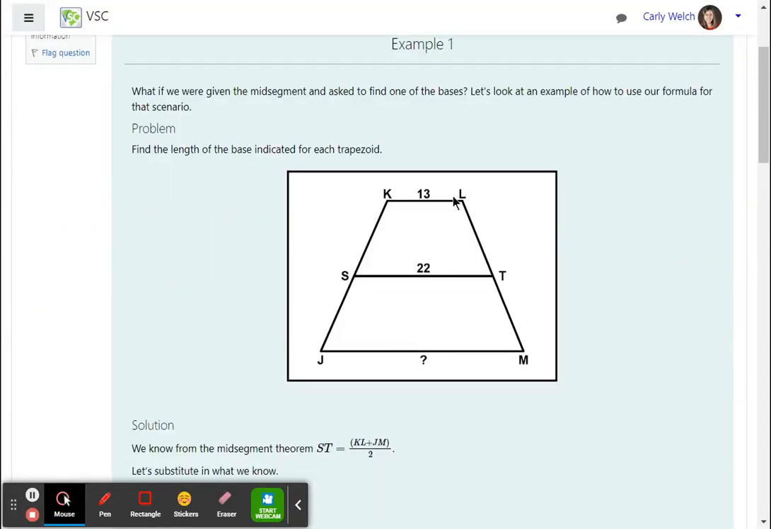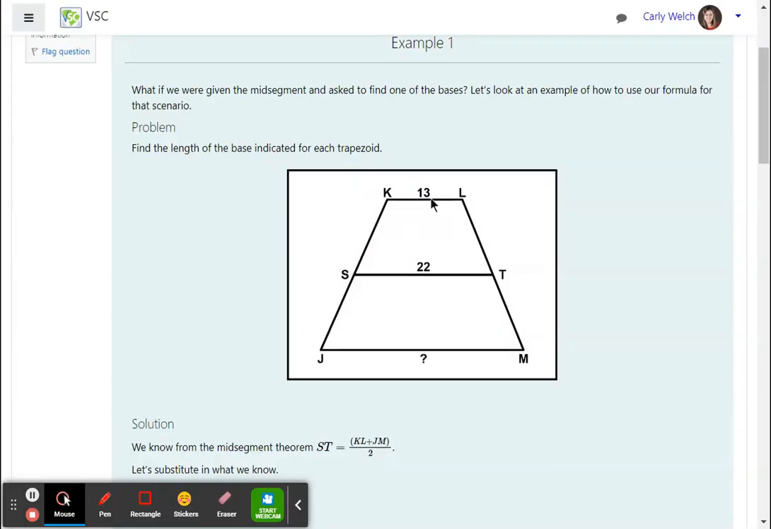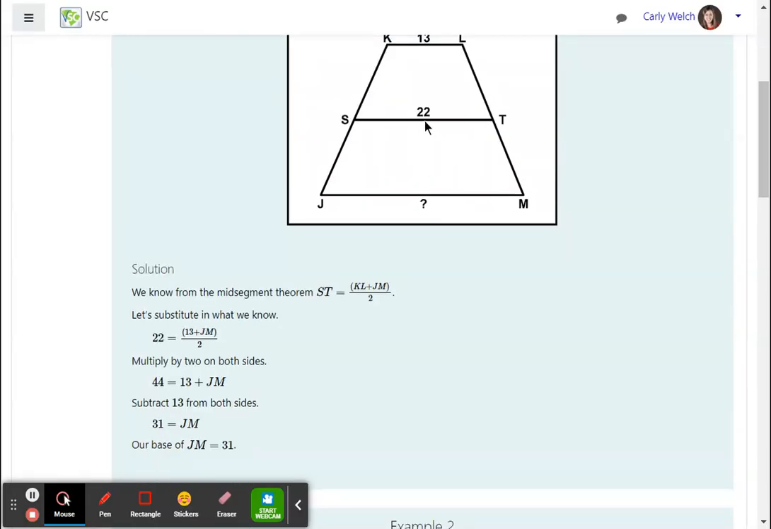So now to find a missing base, you're going to take the one that we have, the mid-segment, multiply by 2, and then subtract the other base. Okay, so given this, we'll substitute in what we know. So we know the mid-segment is 22. One of the bases is 13. So how do you get rid of something that's divided? You would multiply it to the other side. 44 minus 13 gives you 31.